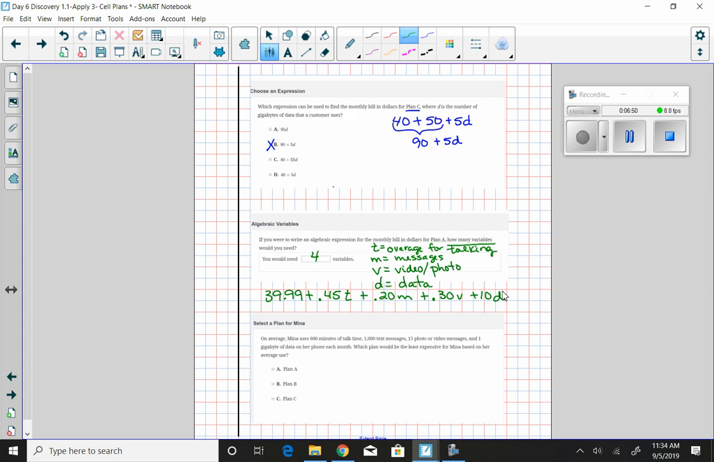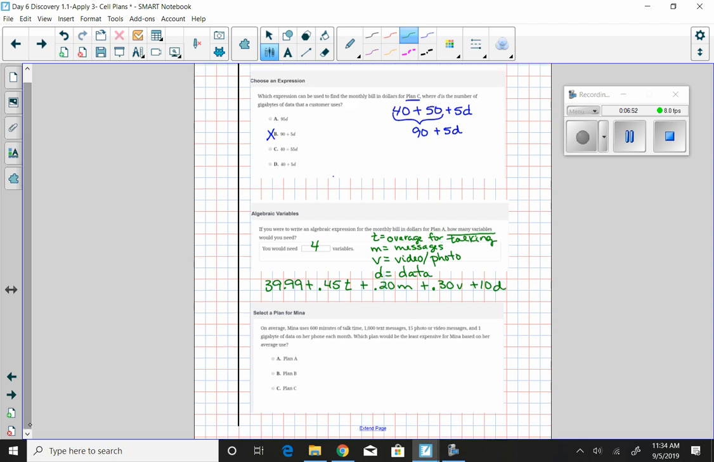All right, so then we have Mina, and I think you guys have this one, so go ahead and glue this one in. It says that Mina uses 600 minutes of talk. She sends 1,000 texts, 15 videos, and 1 gigabyte of data on her phone each month. What plan would be best?